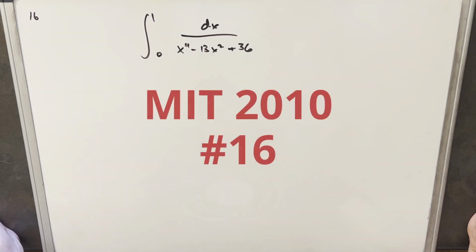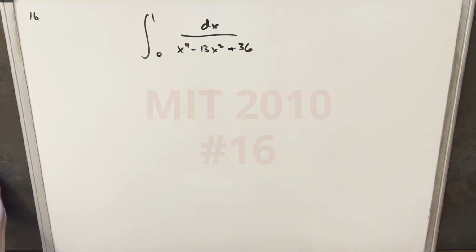Hey, we have here today another integral. This one's from MIT Integration Bee 2010, problem 16. We have the integral from 0 to 1 of dx over x to the fourth minus 13x squared plus 36. Okay, and this is an integral I actually did just like a week back.